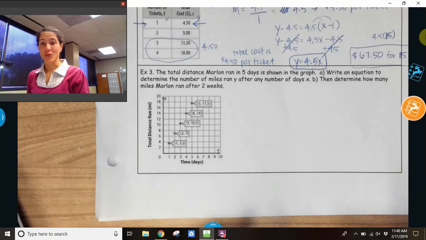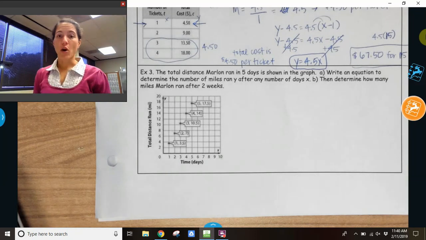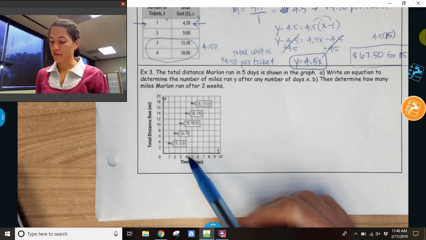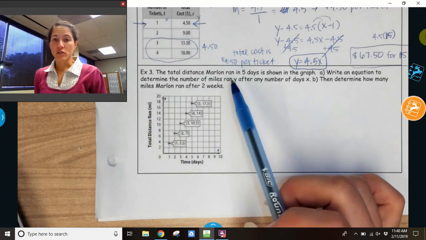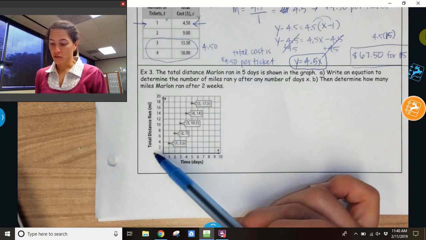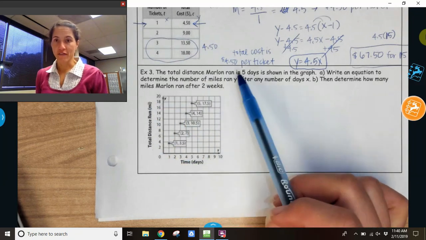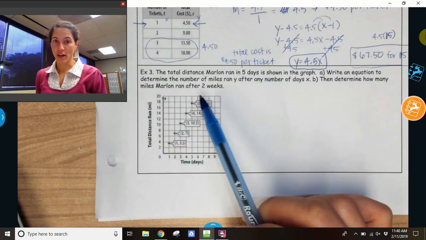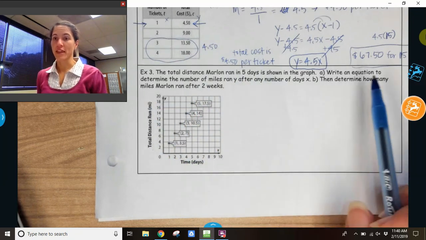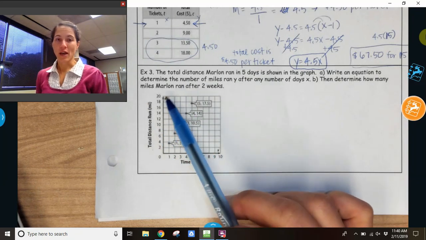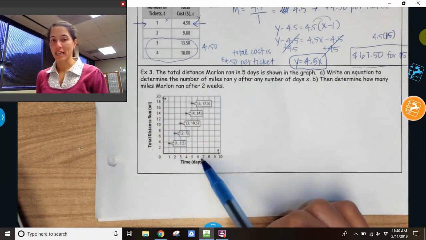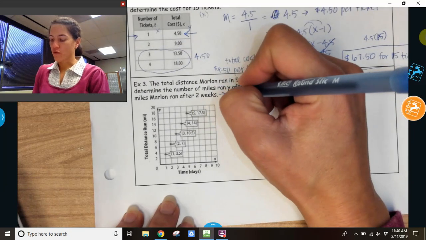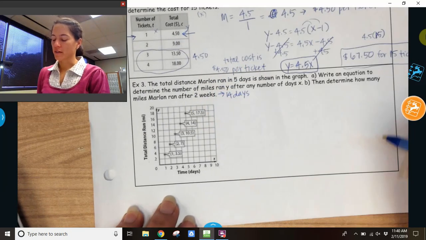All right, example 3. The total distance Marlon ran in 5 days is shown in the graph. Write an equation to determine the number of miles ran, y, so the miles is y, after any number of days, x. So again, we're writing an equation. Then determine how many miles he ran after 2 weeks. And so this is the time in days. So 2 weeks would be like 14 days, but we'll get there.